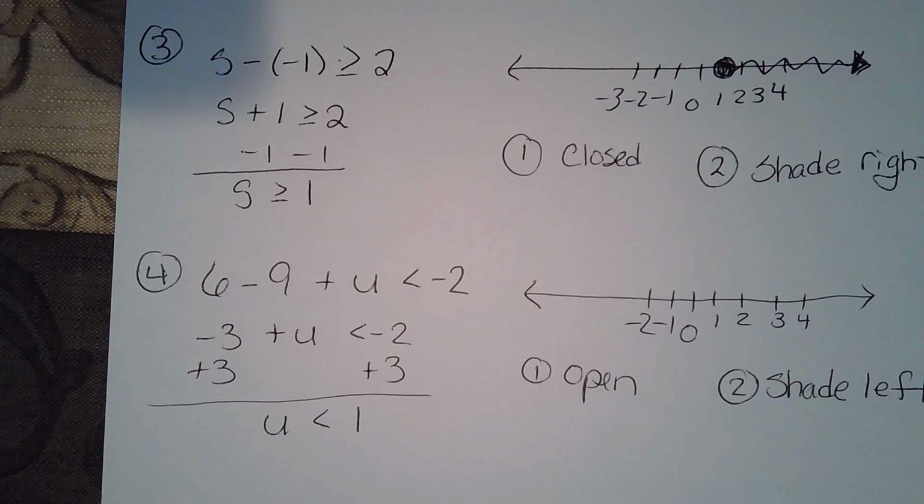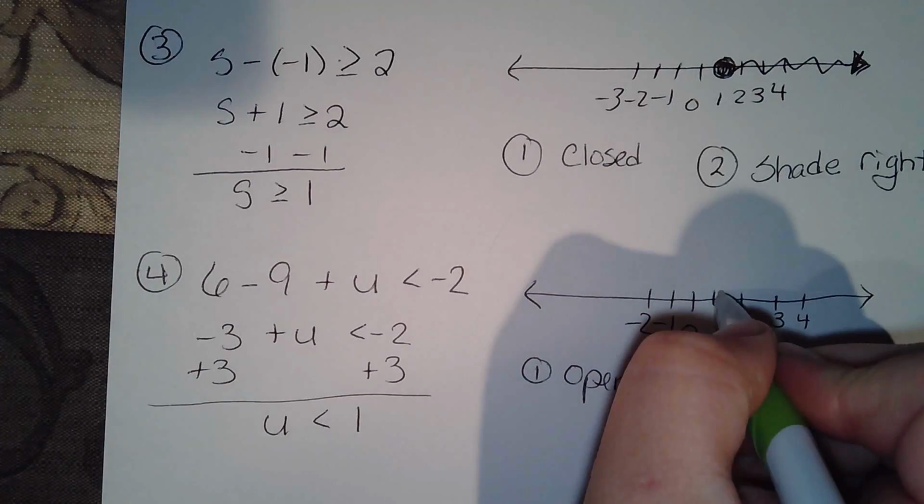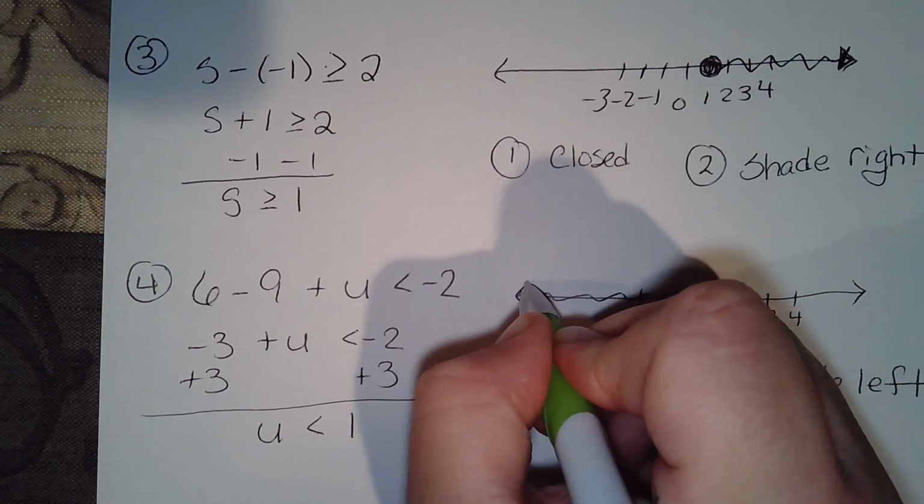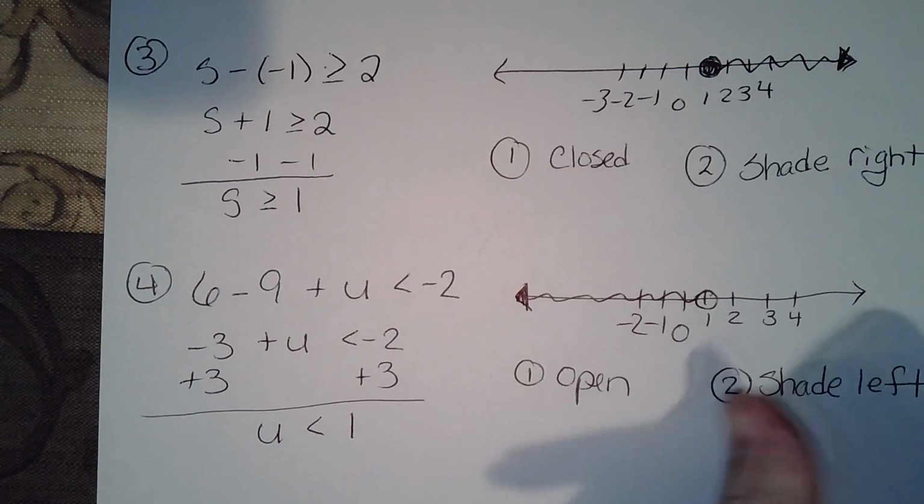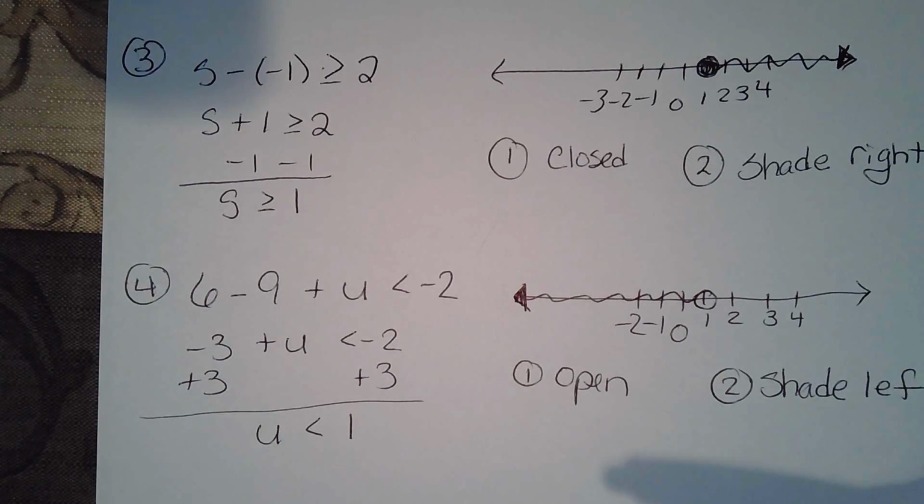Okay, did you get u is less than 1? Good. All right, so let's look at what we've got. If u is less than 1, that means it's an open circle, and we have to shade to the left. So let's go ahead and take care of that. Open circle, and we're going to shade to the left. All right, now we're ready for our next set, which is going to be 5 through 7.